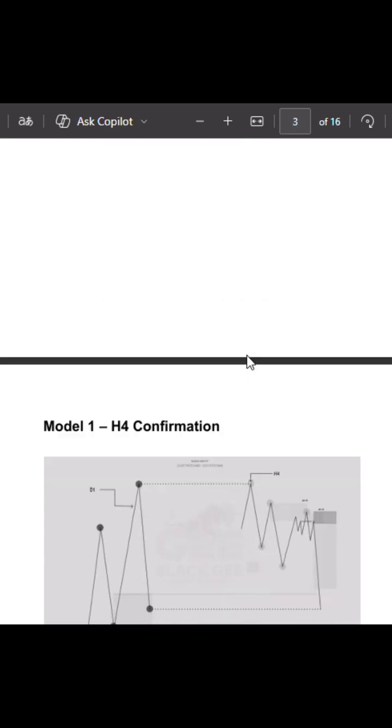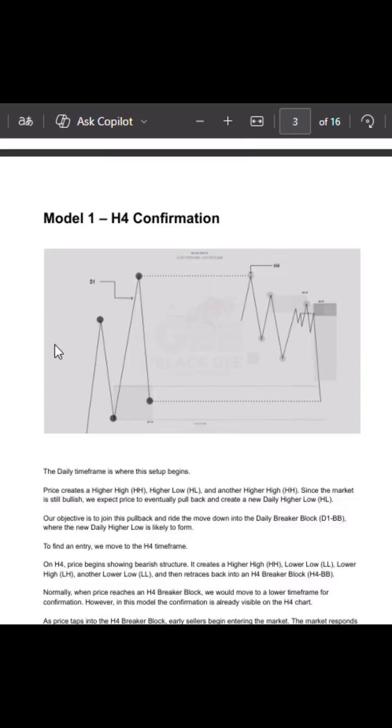So let me show you model one. So guys, this is model one. And here on the daily time frame, you can see price at first creates a higher high, higher low, then pushes up to create a new higher high. Then we have a daily breaker block down here. So we want price to push back to it before creating another daily higher high.